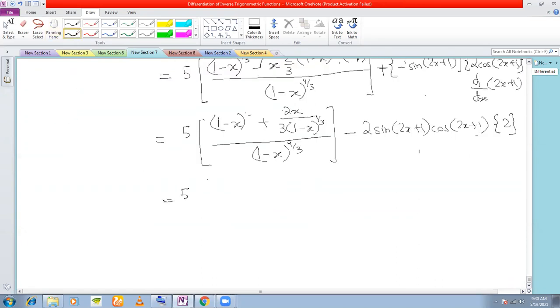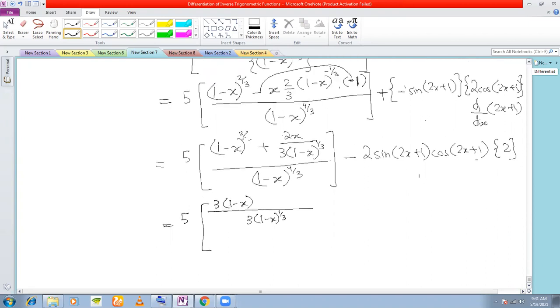So now you take the LCM. Thrice (1 minus x) to the power of 1/3. So you get thrice (1 minus x) to the power of 2/3 into (1 minus x) to the power of 1/3, if you take the LCM, plus 2x, whole divided by (1 minus x) to the power of 4/3. And here you see 2 and 2 will combine to give you a 4.